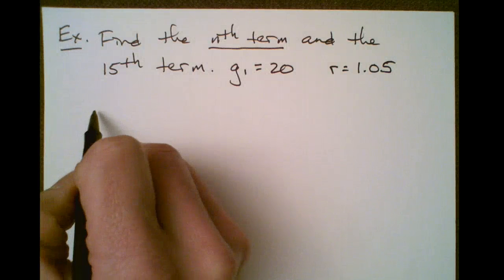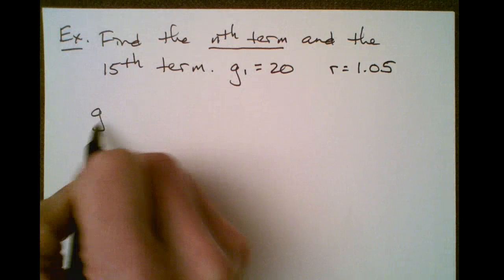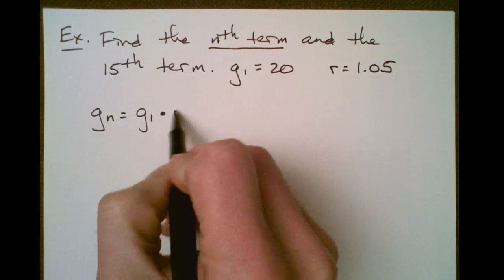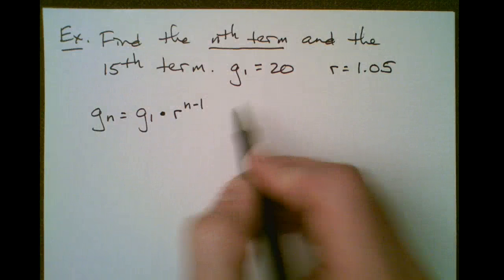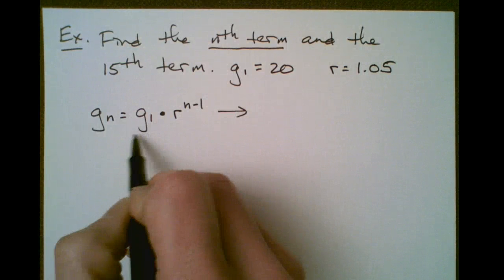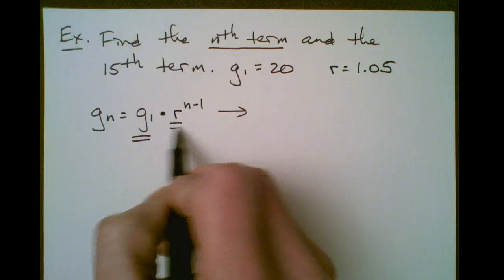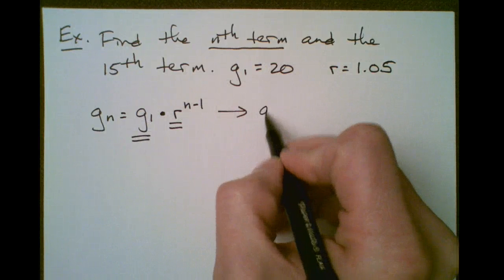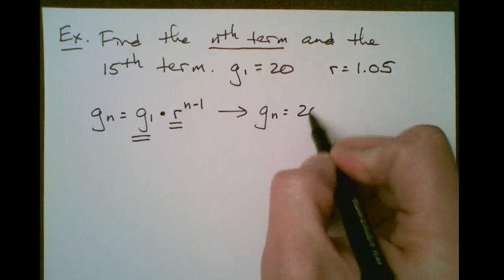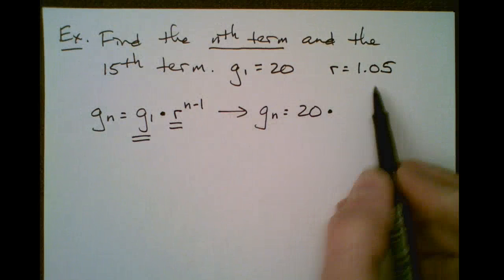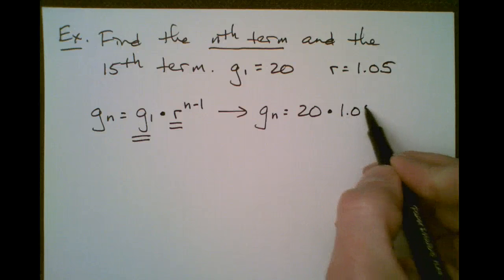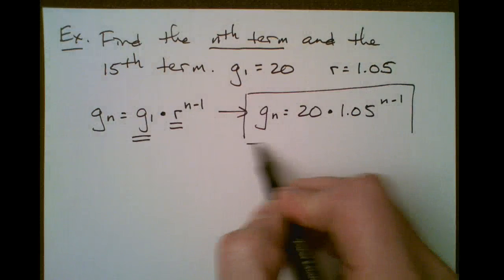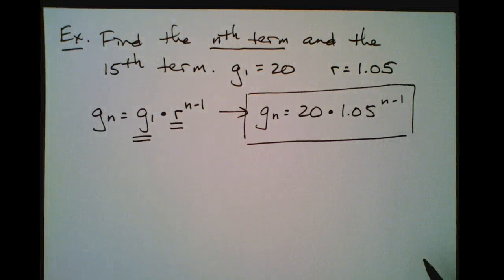So again, our formula for the nth term of a geometric sequence, g sub n, is equal to g sub 1 times r raised to the n minus 1. So we know what g sub 1 is, we know what r is, we're just going to substitute those in. So g sub 1 is 20. So we know that g sub n is equal to 20 times r, which is 1.05, raised to the n minus 1. So it's a little bit more straightforward even than arithmetic.